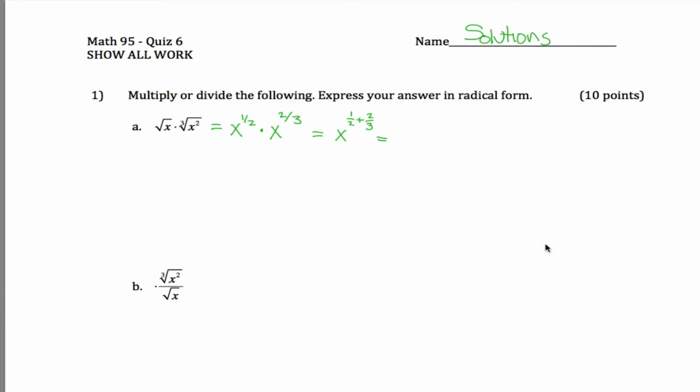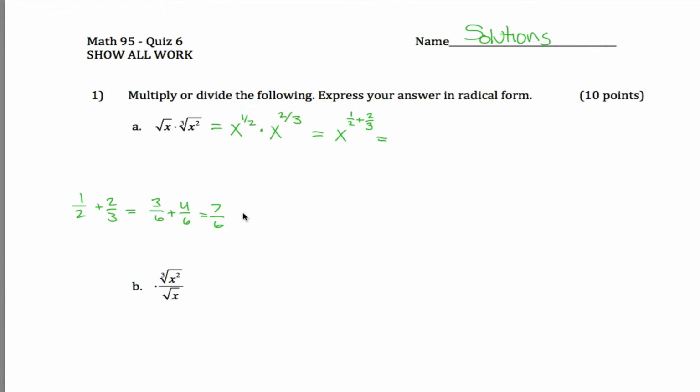1/2 plus 2/3, maybe I'll do that off to the side somewhere. To add fractions, you need a common denominator. In this case, the least common denominator would be 6. So we'd make this 3/6 plus 4/6, multiplying this side by 3 over 3, this side by 2 over 2. If you add those up, you get 7/6.